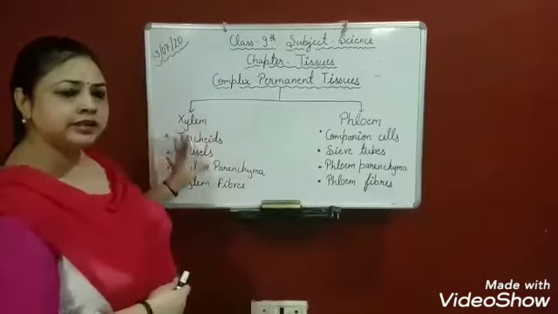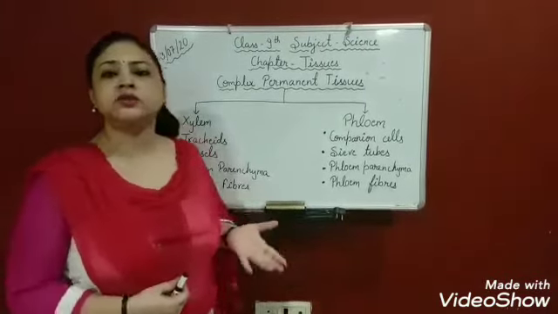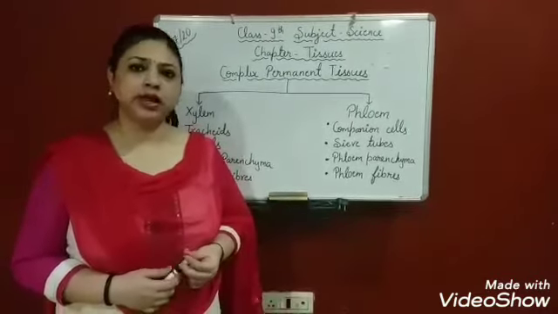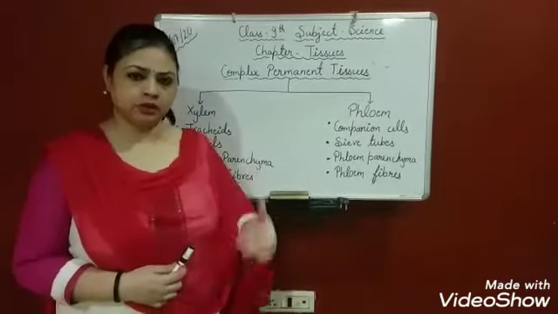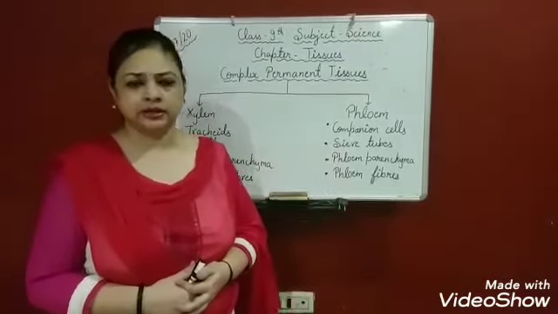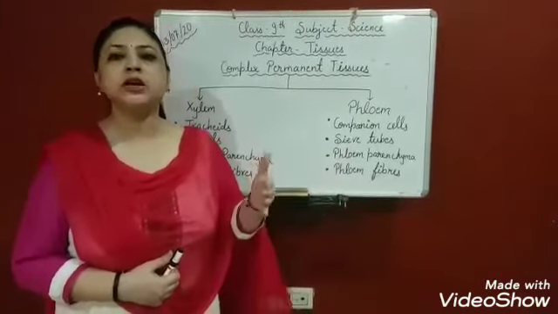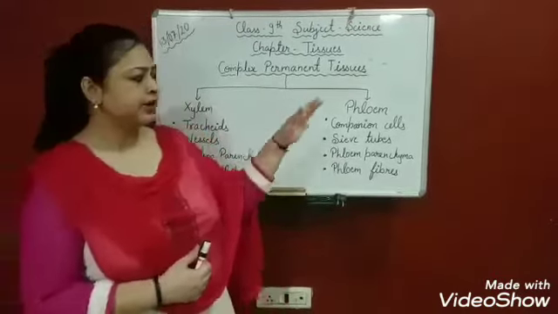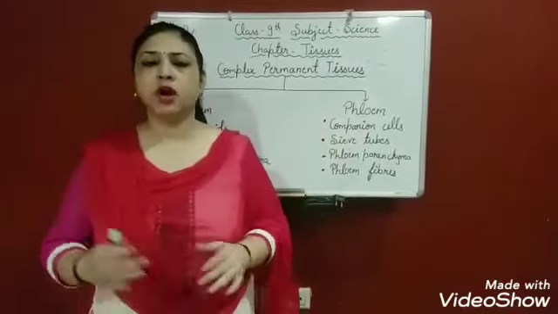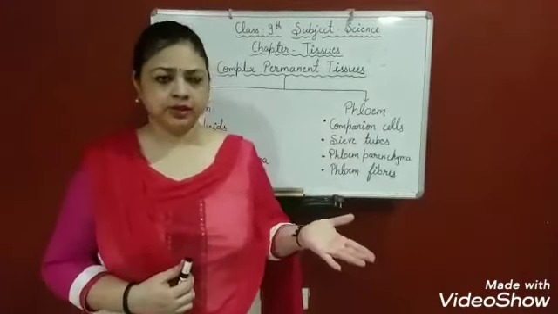First of all, we will discuss xylem. What is the function of xylem? Xylem transports water and minerals from the root to all parts of the plant. It means the material can flow vertically only in xylem. But phloem transports food from the leaves to the other parts of the plant.